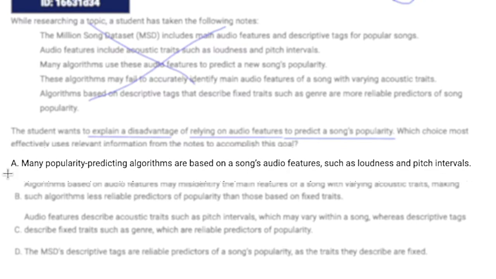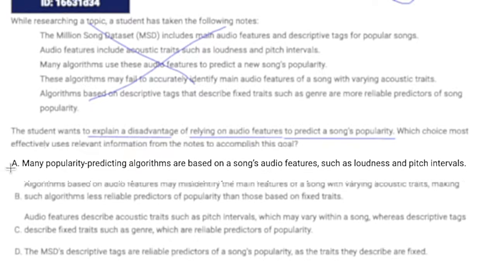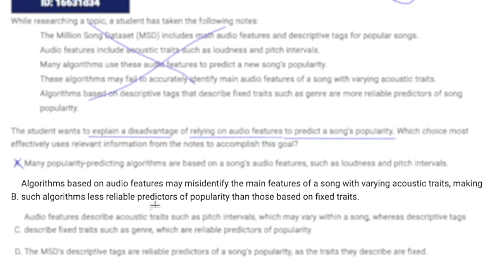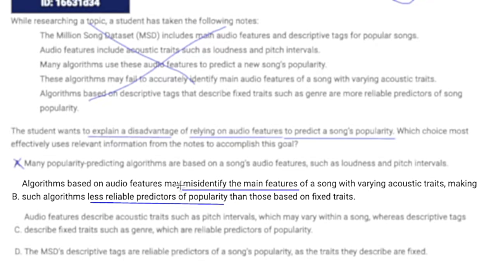Many popularity predicting algorithms are based on songs' audio features. No, that's just telling us what it's based on. Algorithms based on audio features may misidentify the main features of a song, making such algorithms less reliable predictors of popularity. That seems like it could work. It definitely explains a disadvantage.